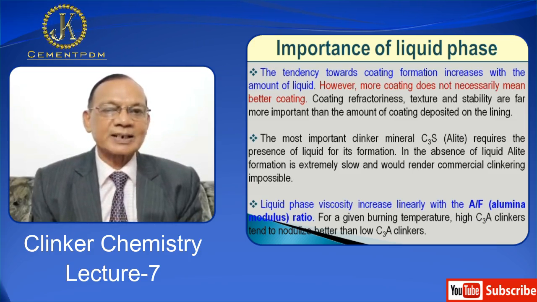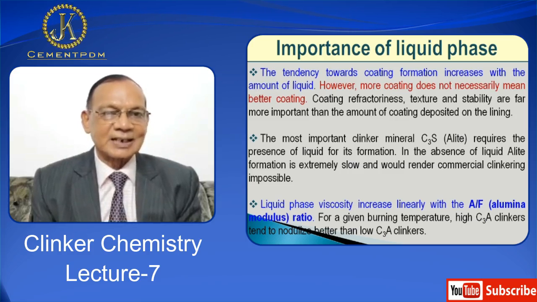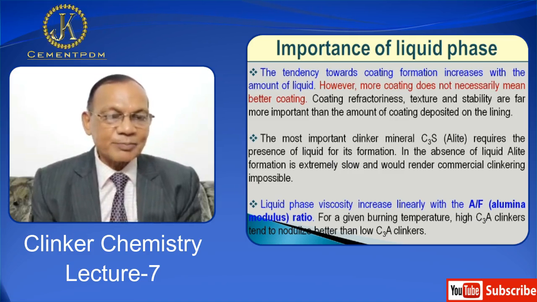The most important clinker mineral, C3S or alite, requires the presence of liquid for its formation. In the absence of liquid, alite formation is extremely slow and would render commercial clinkering impossible. Liquid phase viscosity increases linearly with the alumina modulus, that is the A by F ratio. For a given burning temperature, high C3A clinkers tend to nodulize better than low C3A clinkers.